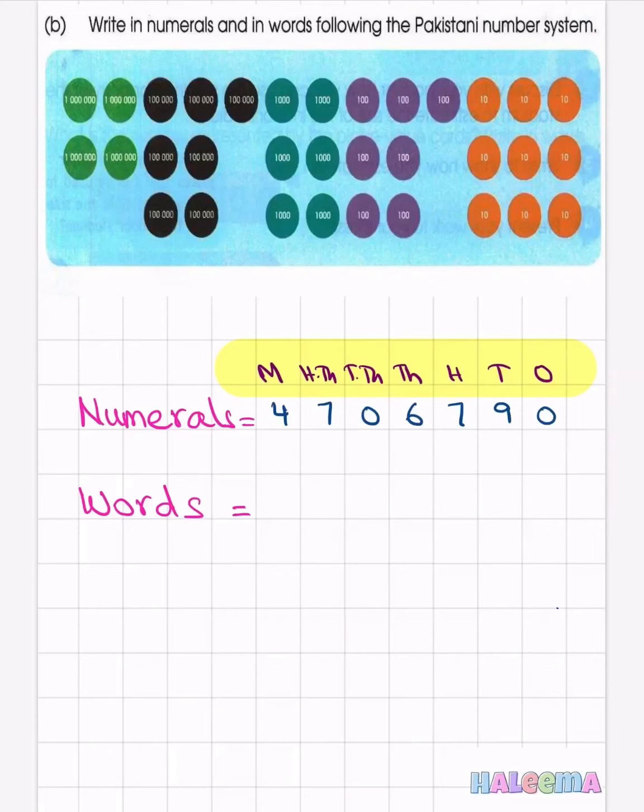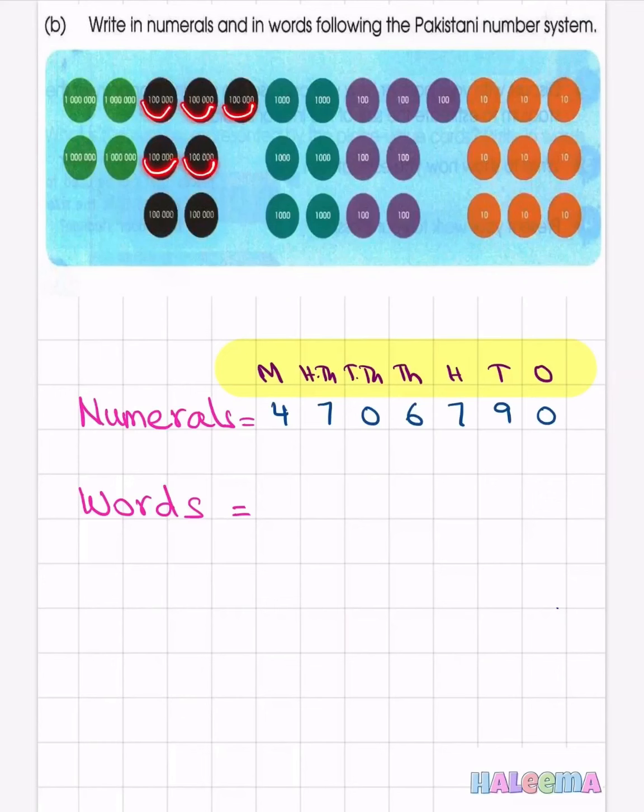We have 1, 2, 3, 4, 5, 6, 7, 8, 9. We have 9 tens, so I've written 9 here. 1, 2, 3, 4, 5, 6. We have 6 tens, so I've written 6 here. There's nothing in 10,000s place, so I've written 0, of course. 1, 2, 3, 4, 5, 6, and 7.